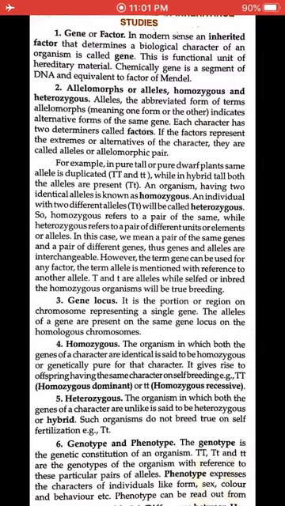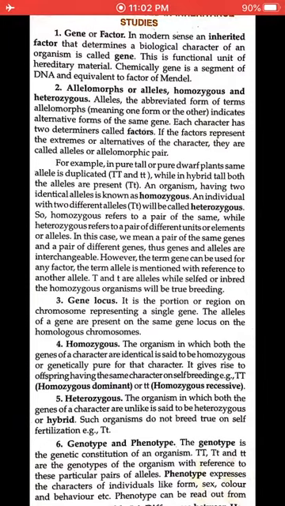The first term is gene or factor. It is an inherited factor, or a biological character of an organism, that is known as a gene. Chemically, a gene is a segment of DNA. Second is allomorphs or alleles, homozygous or heterozygous. Alleles is the abbreviated form of the term allelomorph, meaning one form of another. Basically, it determines the factors. It can be represented as capital T, small t.